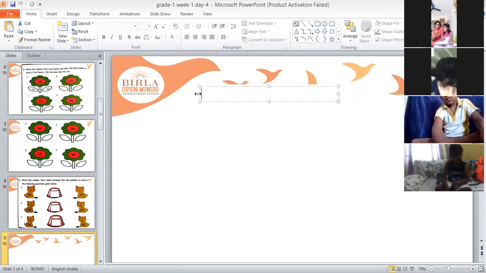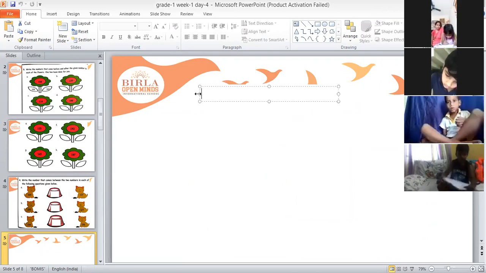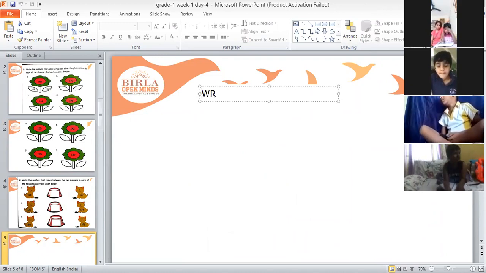Okay, so now I'll start writing. After writing, Siddharth, sit properly. Yes, children, after writing date and classwork, you have to leave a line. And now start writing.